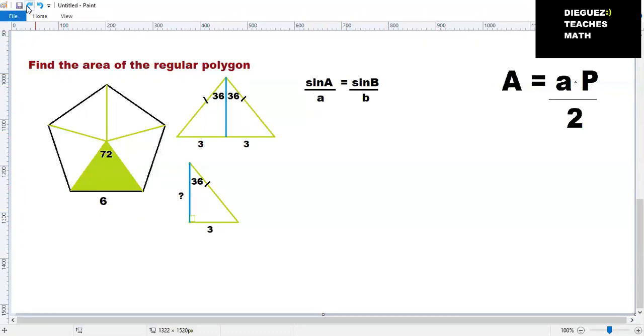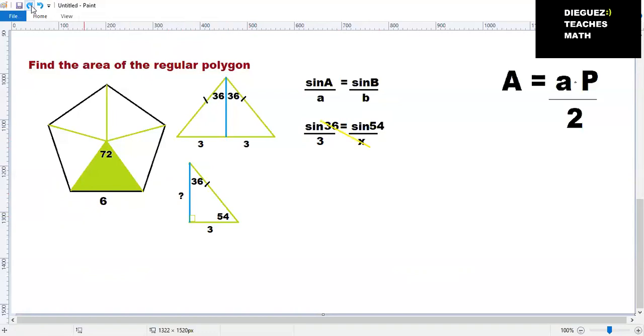I do know that this is a right triangle, which means that 90 plus 36 plus 54 equals 180. We could have said, hey, 36 plus 90, subtract from 180, and that gives you 54. So what I'm gonna do is I'm gonna substitute everything into my formula. Sine of 36 over 3, so we're using the side that is opposite or across from it, equals sine of 54 over what's across from it, x.